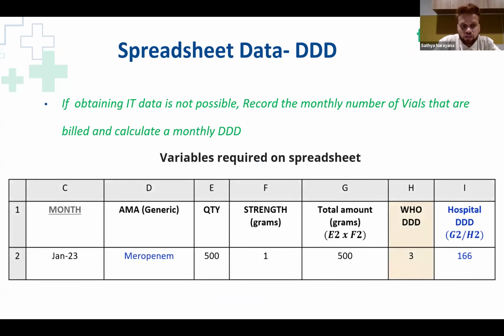This is one more thing it would be useful for. As I mentioned earlier, we can do it monthly, quarterly, once in 6 months, or annually. So it depends on how it works for the institution. The preferable one would mostly be monthly. If not, at least it needs to be done quarterly.